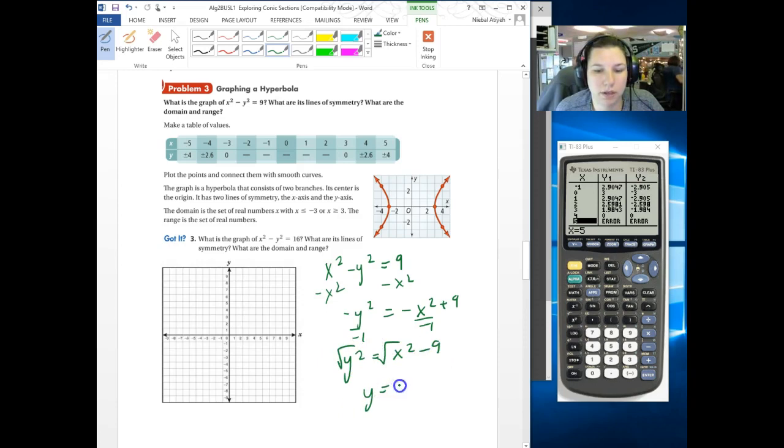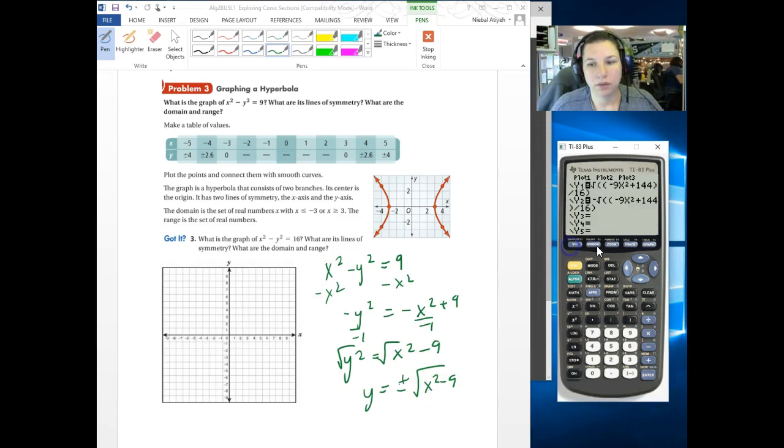So y squared equals plus or minus the square root of x squared minus 9. So we'll go here, square root, and then the negative. Okay, and you can see what it looks like. Also, take a look at the table. But notice that there are some errors here. There are some points on the graph that are not included in the domain.